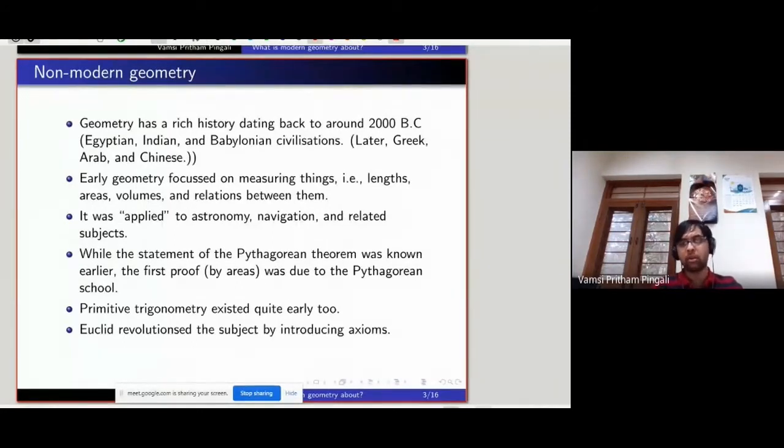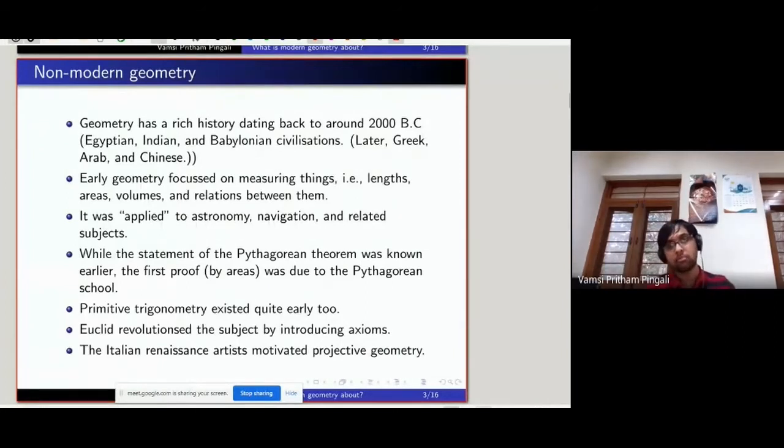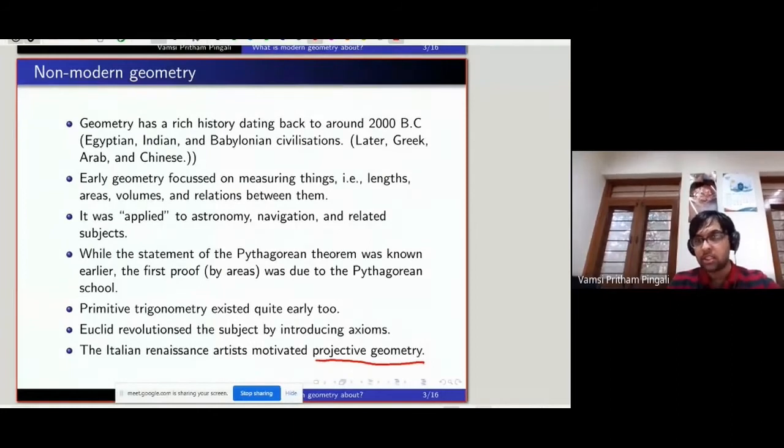So before going on to Euclid's axioms, I cannot resist but make this point, and it is not really related to the rest of the talk. It is related to the first slide. In fact, the Italian Renaissance artists motivated the subject of projective geometry. Like, people among you who have attended the Olympiads might have heard of projective geometry, but it's a very interesting thing. Suppose you want to draw, let's say, the picture of a tree. Okay, what would you do?